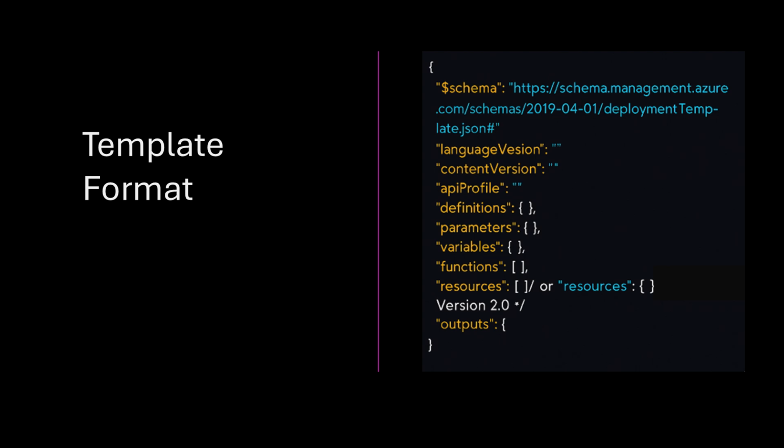Manual deployments are prone to mistakes, especially when setting up complex resources. With ARM templates, you avoid typos, misconfigurations, and skipped steps. Everything is defined in code, so deployments are more reliable and predictable.